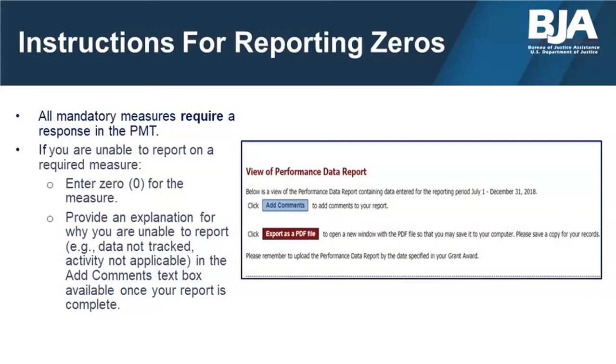Upon viewing your complete report, you can select the blue Add Comments box. This will allow you to submit additional comments to explain why you are not able to provide data. A brief description such as, "We are still in our planning period," or "There was no activity during the reporting period," are sufficient responses. This information improves data quality by helping us understand the meaning of zeros reported in the system.